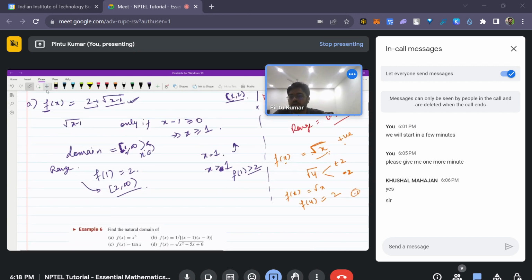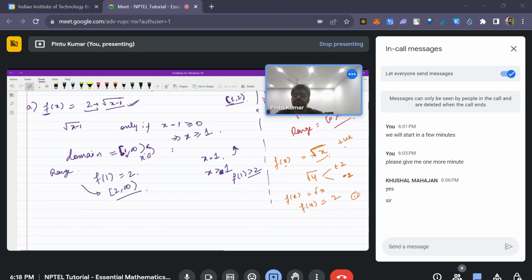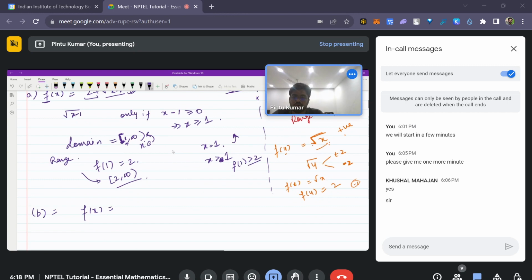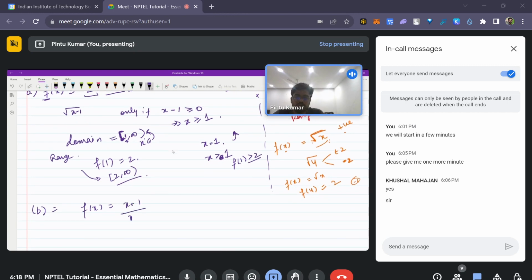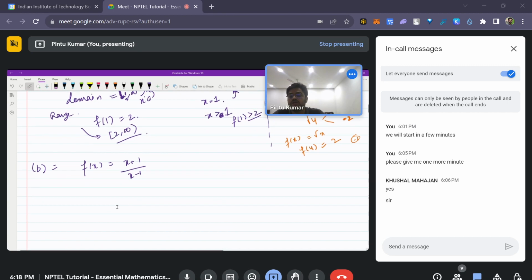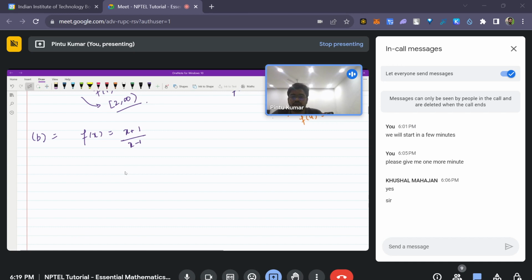Now let's try another example for the same topic. The b part is given to be f of x equal to x plus 1 divided by x minus 1. Again, the same definition for domain. If you want to find the domain of some function, you just want to see where your f of x is defined. So f of x will be defined everywhere except for the values of x when your denominator becomes 0.